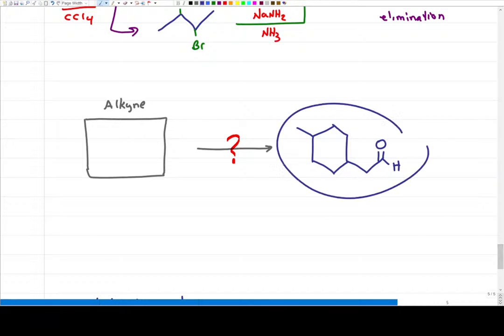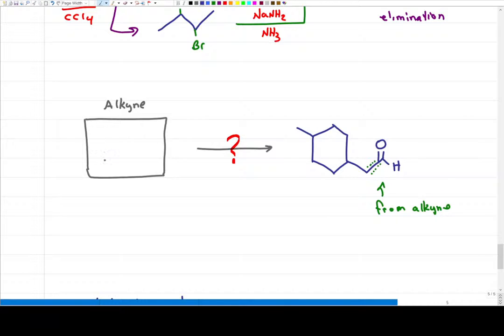All right, so let's take a look at this molecule and ask, what is the functional group? What is the part of the molecule that looks like it could have come from an alkyne? The only functional group that I see is an aldehyde at the terminal carbon, and that means this had to come from the alkyne. The alkyne had to be right here, like that, and that gives me my starting molecule.